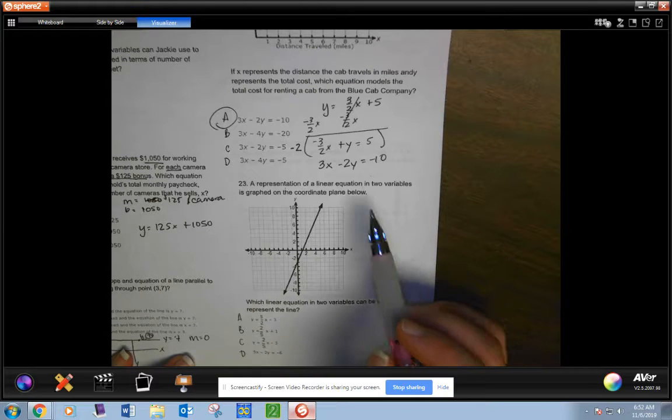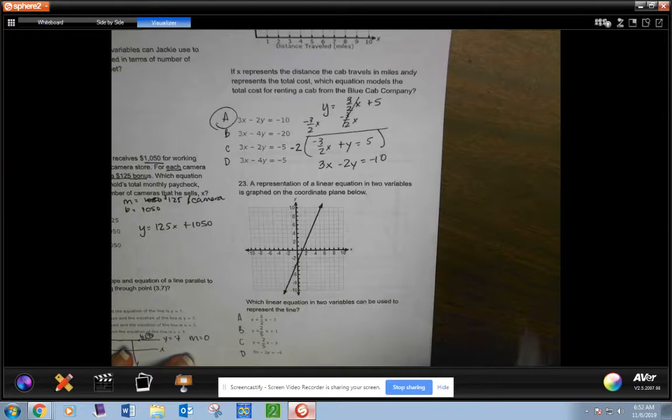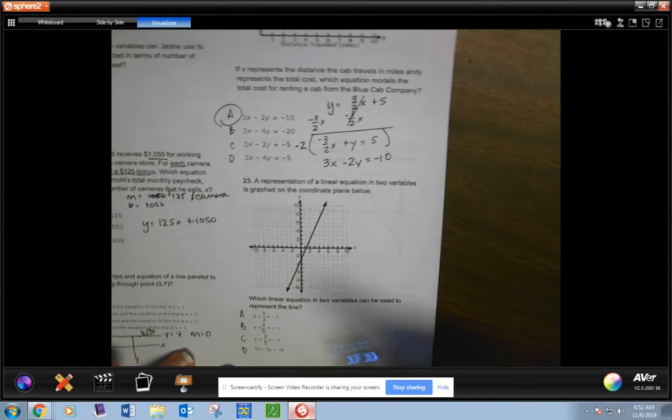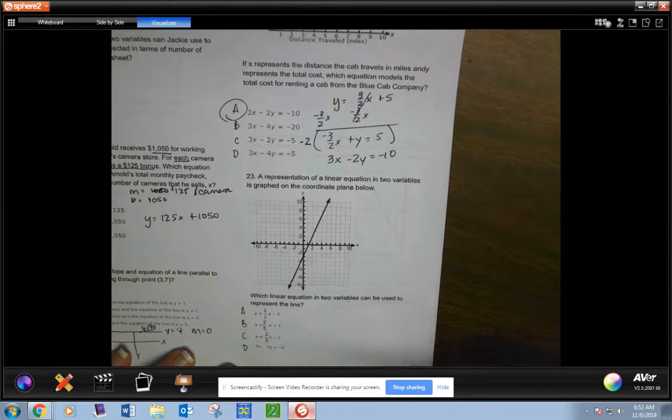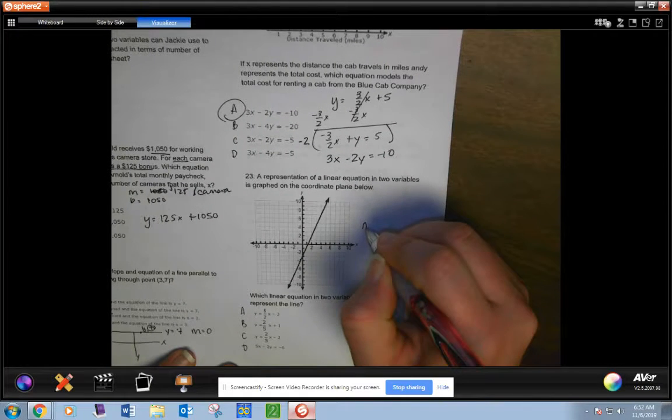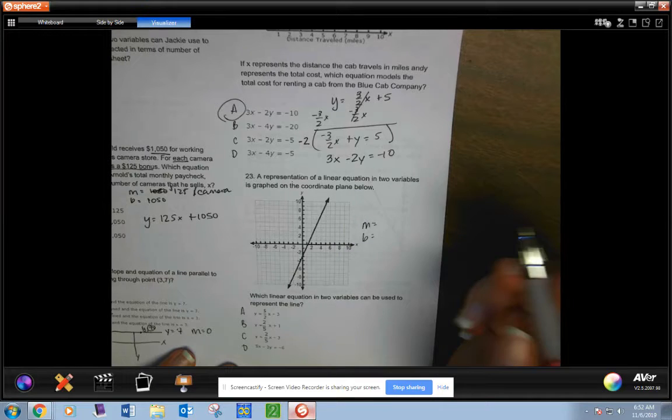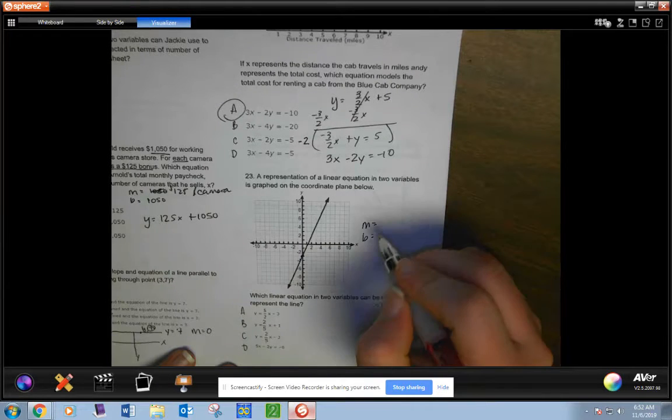For 23, a representation of a linear equation in 2 variables is graphed on the coordinate plane below. Which linear equations in 2 variables can be used to represent the line? So 3 of these are in y equals and the other one is not. So hopefully one of them will match this. So I'm going to start with m and I'm going to start with b. My b on this problem is negative 3.